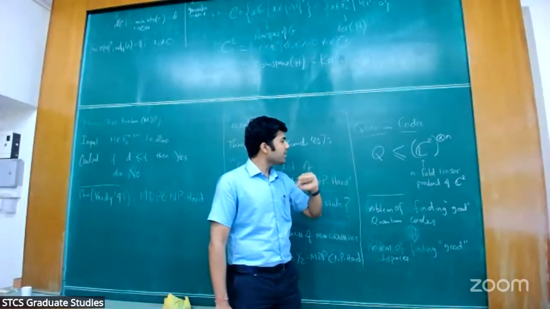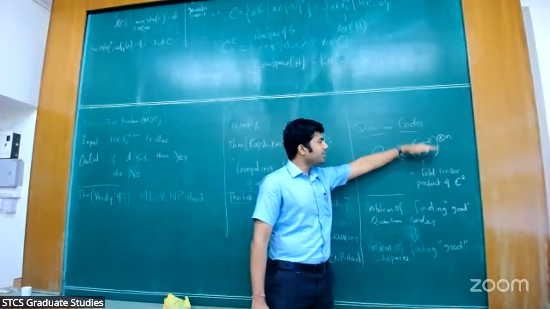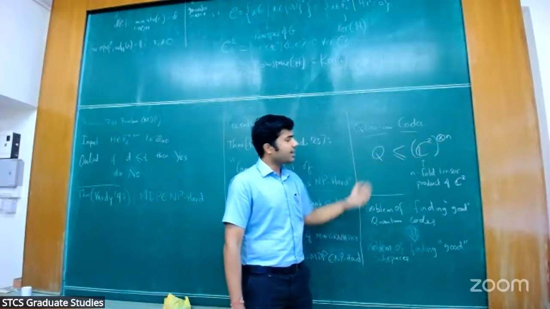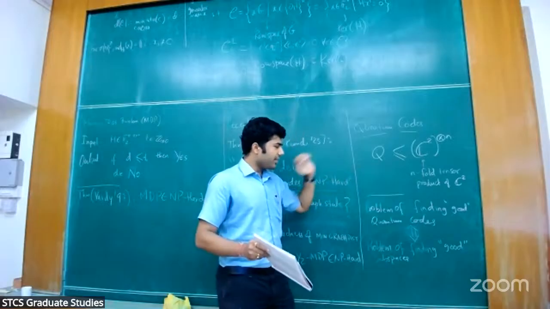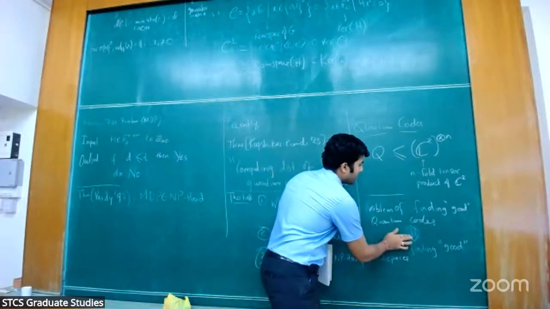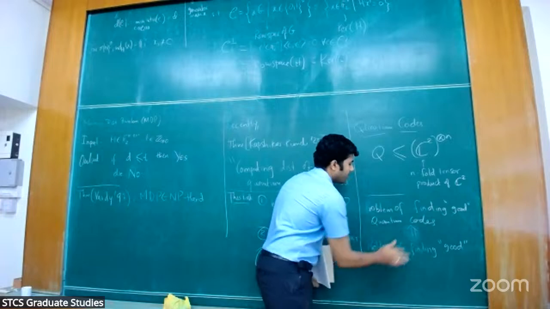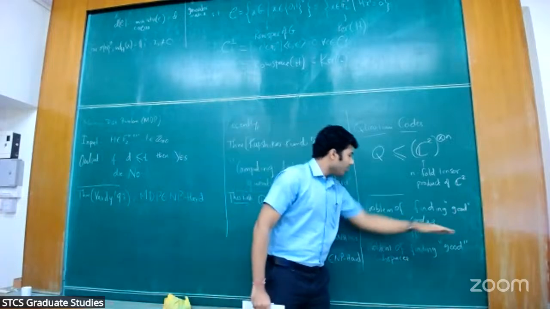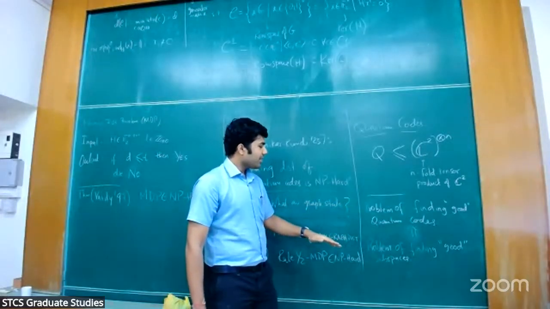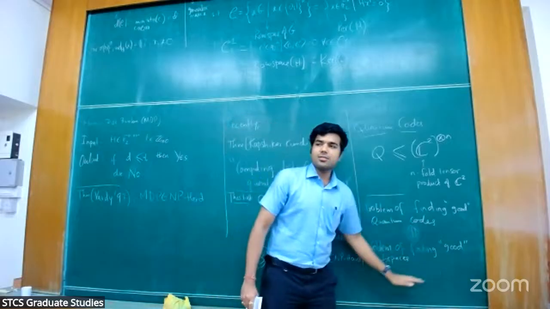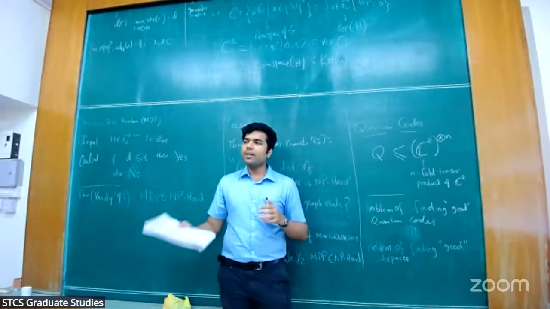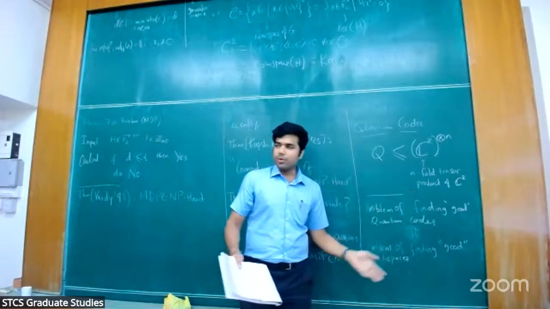So it basically means that you look at the complex Hilbert space of dimension 2 raised to n, and you look at a subspace of that, and that is your quantum code. So that's the definition. And the problem of finding good quantum codes, a sufficient condition for that is the problem of finding good subspaces. If you are able to find good subspaces, I will be defining what good is, then you can find good quantum codes.